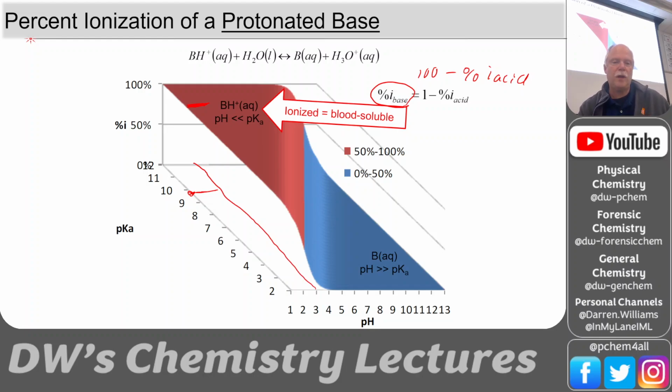But then when we got to a pH of 7.6, we were over here. We had a base where 7.6 was the pKa, and we were at a pH of 7.6, and it was right here at 50% ionized. So that's where this guy crosses.